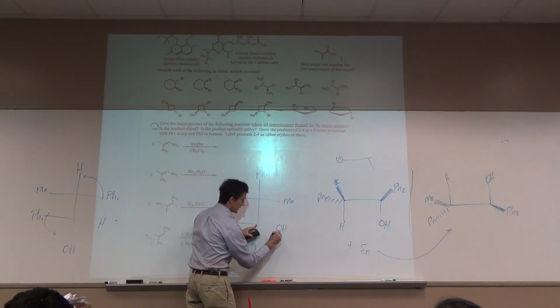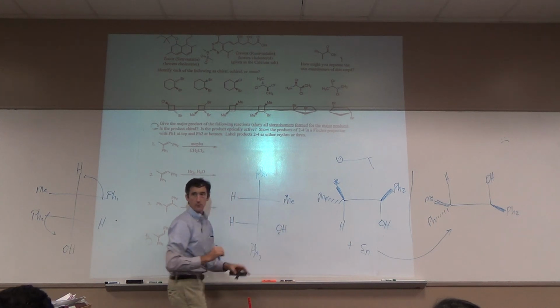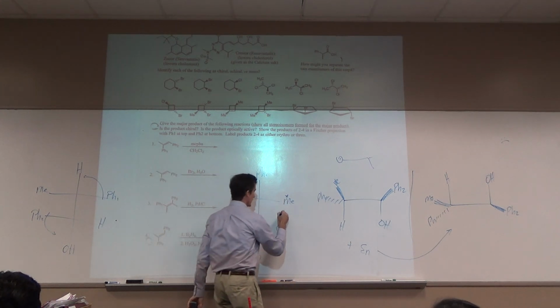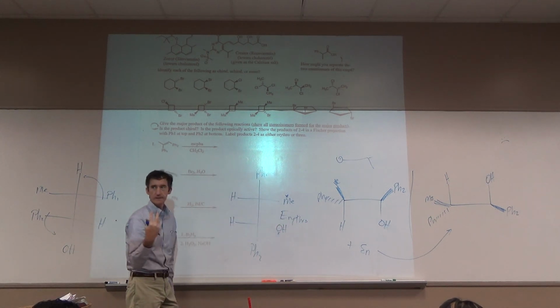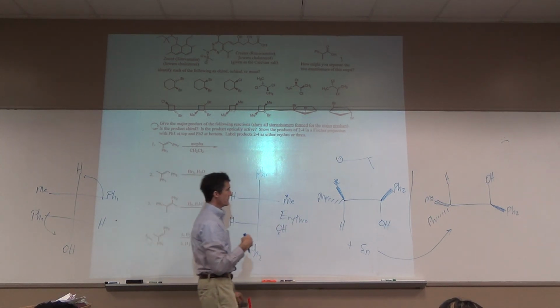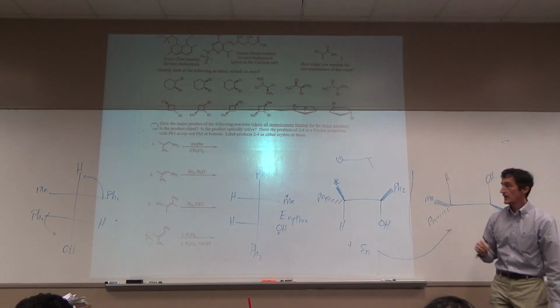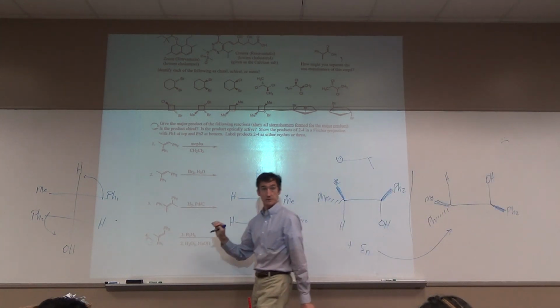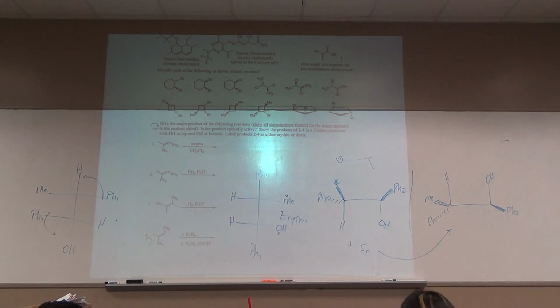High priority group here is O. High priority group here is carbon. What is it? Erythro. It's not meso because there's no plane of symmetry. What would the enantiomer be? Also erythro. It would just be the mirror image of this, which is also erythro. You only get erythro here. You do not get threo. This reaction is diastereoselective, but it's not enantioselective.